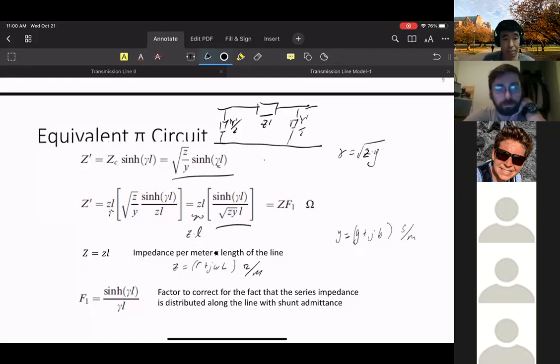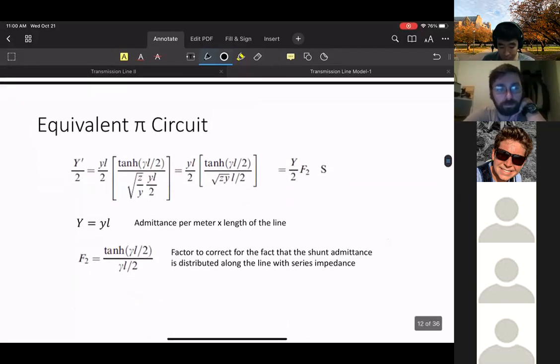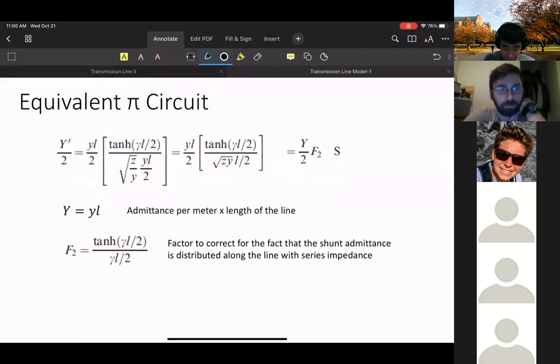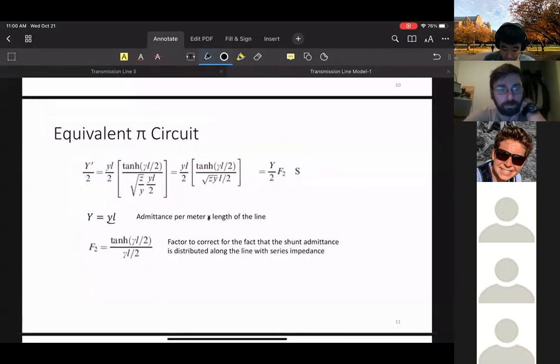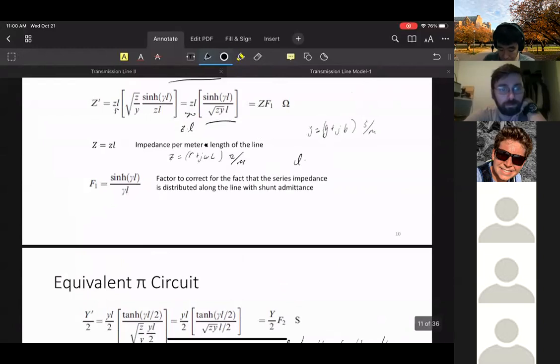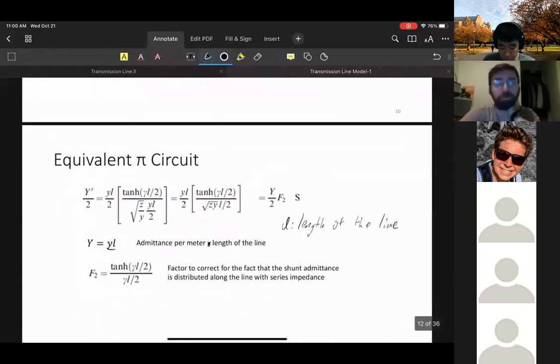So this is the equivalent Z prime part. Y prime is similar. You have small y times the length of the line, where L is the length of the line. Small y is the per meter admittance. You multiply by the length of the line, and you have this weird factor, F2, associated with it. Any questions about this?